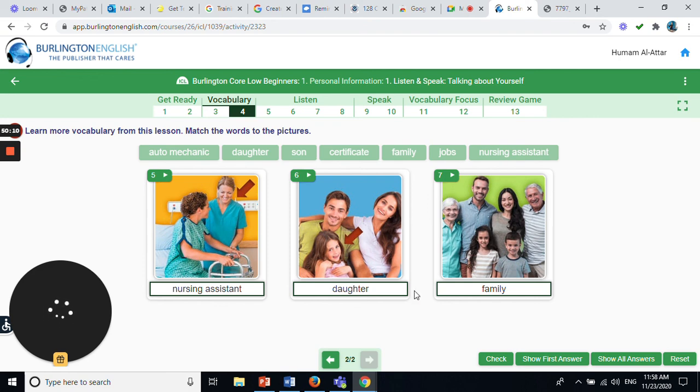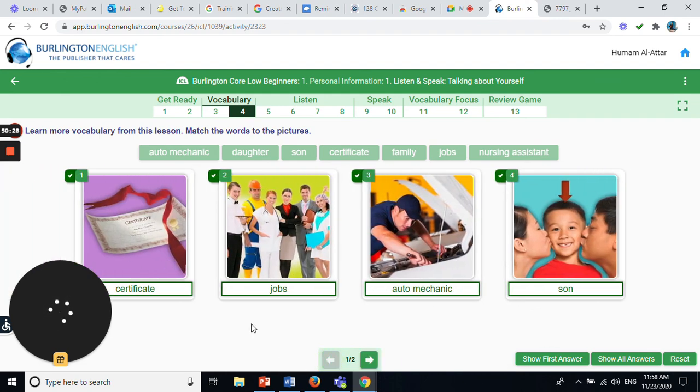Okay, now we check. You see, it's all turned to green. That means our answers are correct. You see that little check? If we have one answer wrong, this will be a red X. That means this is wrong, and then you can correct yourself.